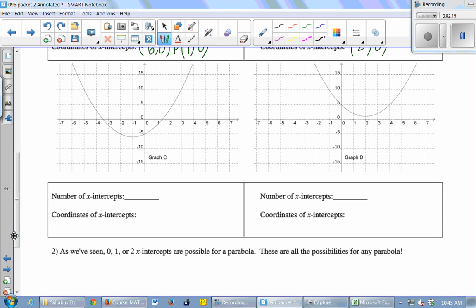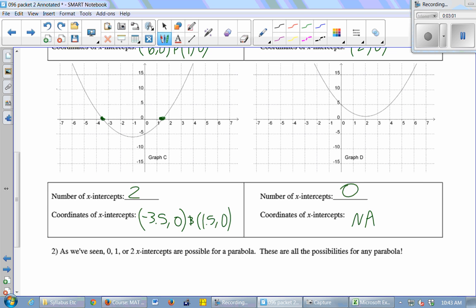Graph C, how many x-intercepts? 2, right here and right here. And this first one, what does it look like the coordinates are there? -3.5-ish, 0. And then my other one, what does that look like? 1.5-ish. We have to estimate those because they don't go through the nice grid points. And then how about this last one? How many x-intercepts? 0. There are none. Not applicable. Can't give coordinates if they don't exist.